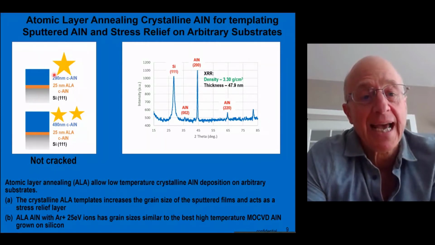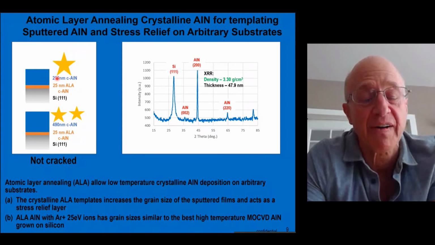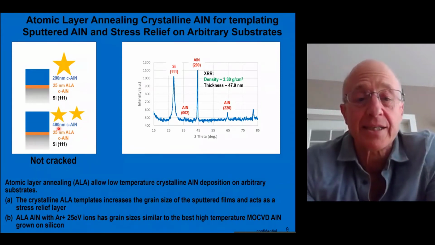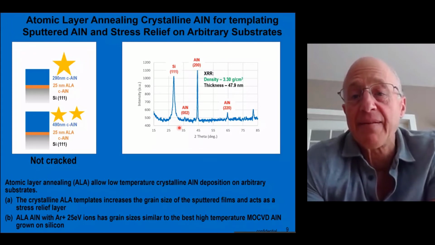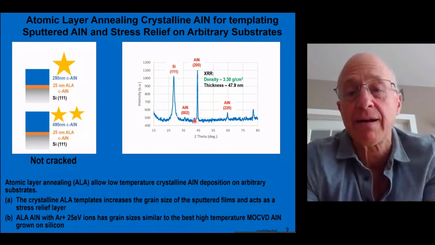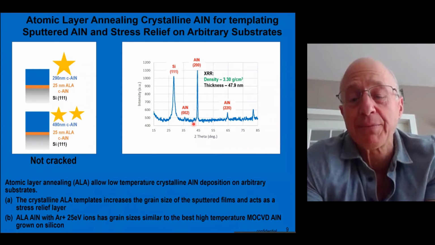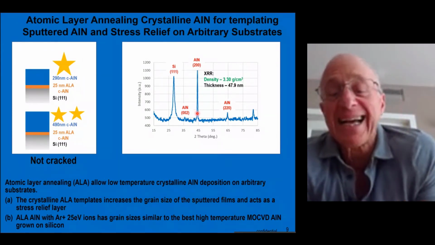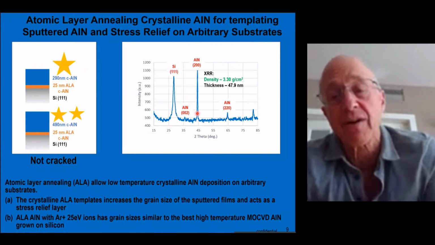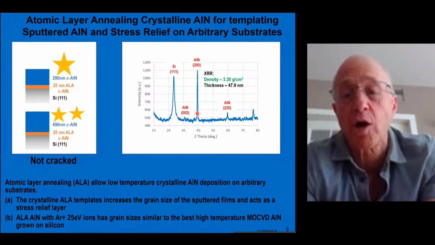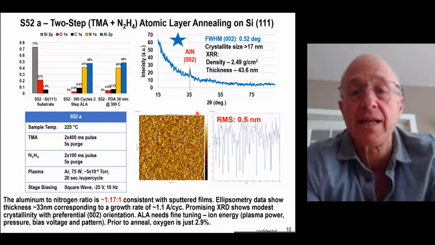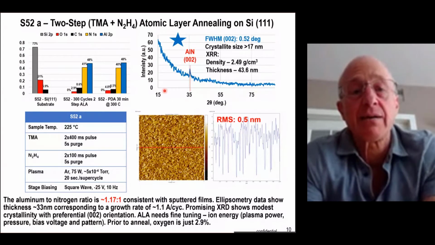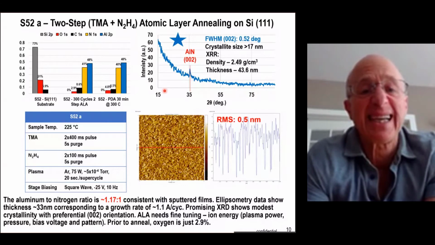And we're able to grow on top of that either 300 or 500 nanometers of our very fast deposited sputter film. And this is the XRD over here. As you'll see in a minute, we're able to grow materials which have very, very thin XRD peaks, meaning that this is very, very large grain sizes. So this was our first experiments that we had done with the atomic layer annealing.